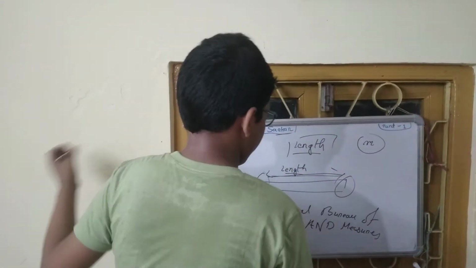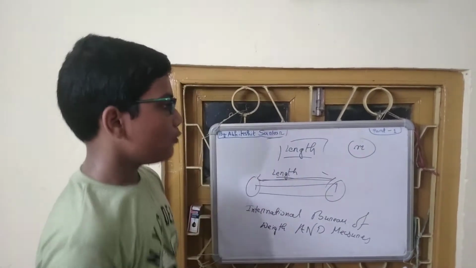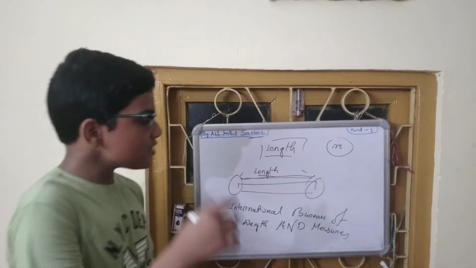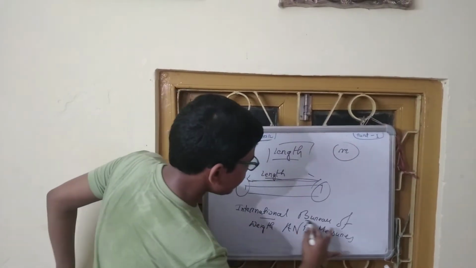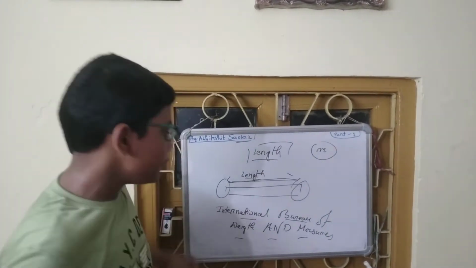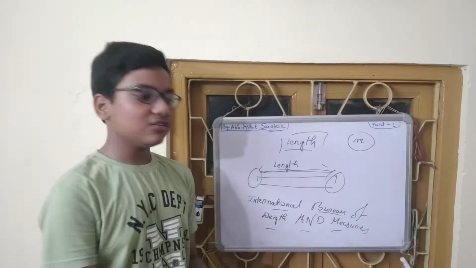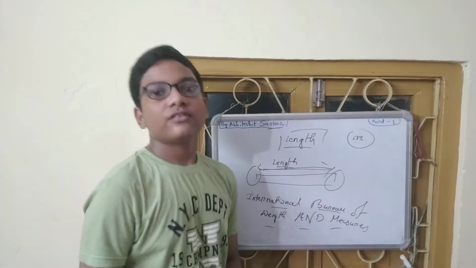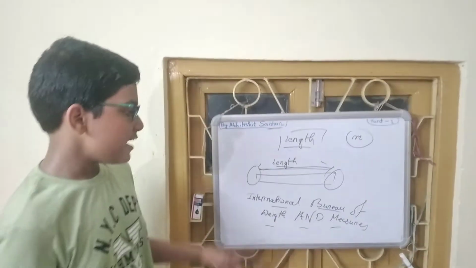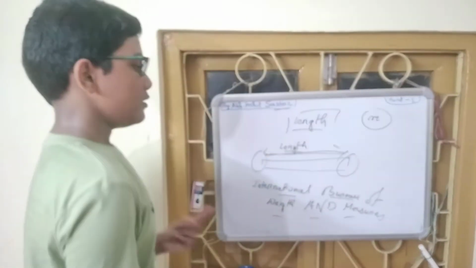In this bureau, all the definitions that are invented by the scientists are invented in this bureau only. International Bureau of Weights and Measures. Now, the place where it is situated is Switzerland, a place near Paris.